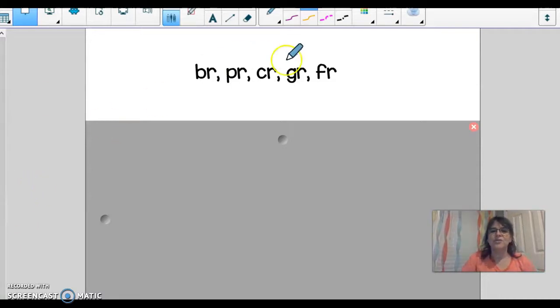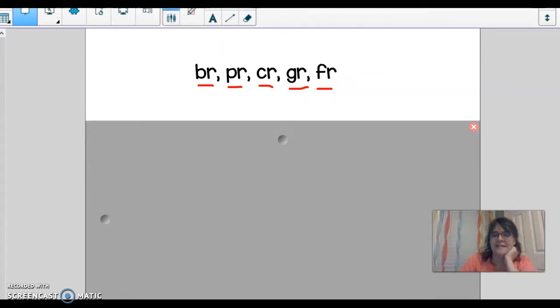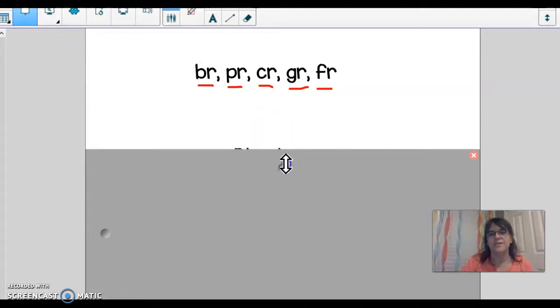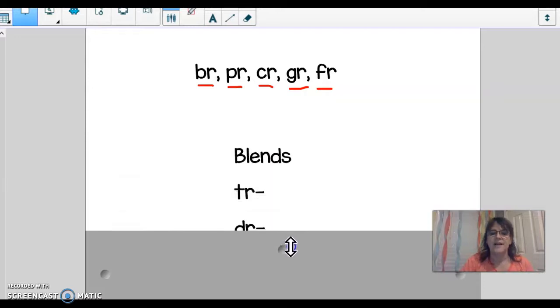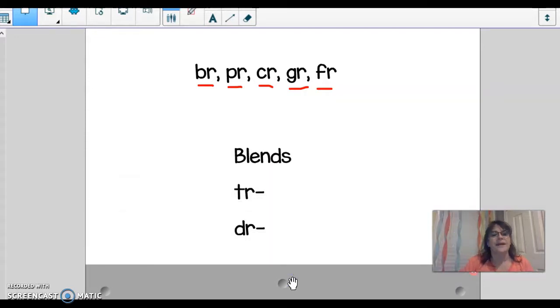If you look at your screen, you'll see the blends that you've started working on. They are the BR, like broccoli, and PR, like princess, and CR, like crown, GR, for grass, and FR, for friend. We're going to look at two more blends today that have the R in them, but these are the more challenging ones because they kind of sound like other sounds. The blends we're going to look at today are the TR and the DR. The TR and the DR.